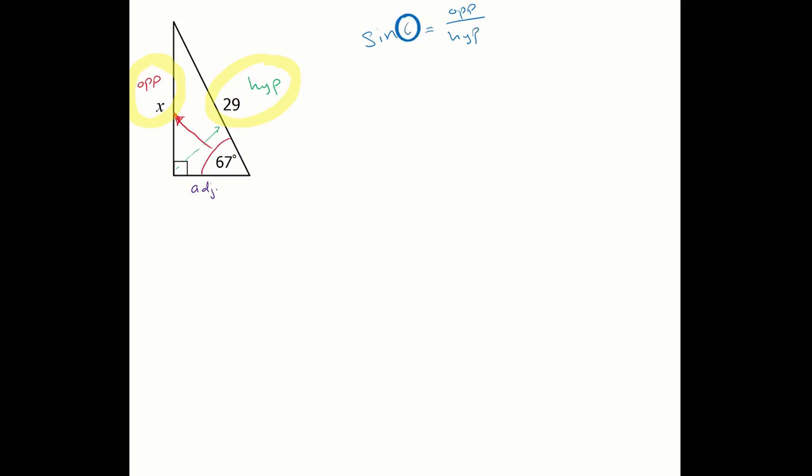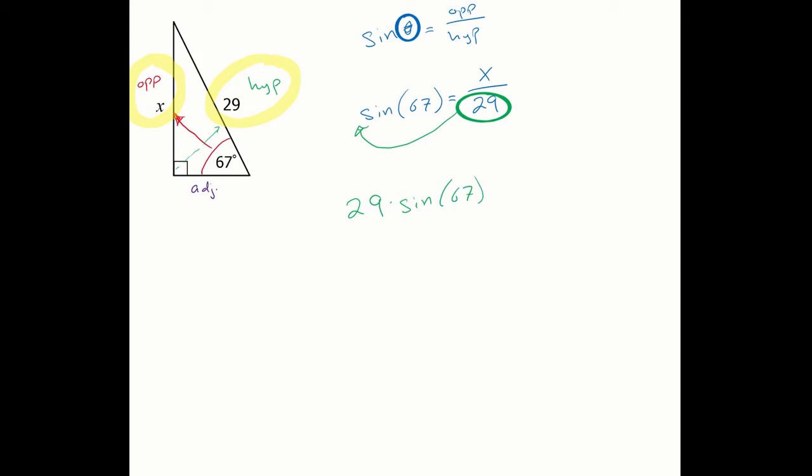And here my angle of reference is theta. And so that's kind of how I'm going to set up my equation. So I start with sine of my angle of reference, which was 67, equals the opposite side, which in this case is x, over the hypotenuse, which is 29. Now, because 29 is in the denominator, we bring that over and multiply it in front of the sine of 67. So what that looks like is 29 times sine of 67.